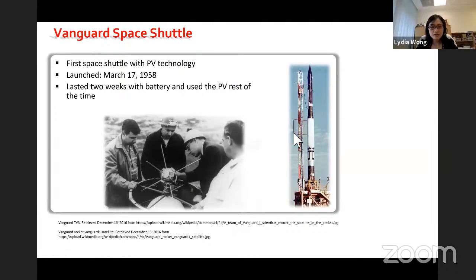So this is the Vanguard space satellite, which used the first PV technology in 1958. It lasted 2 weeks on battery, and then used photovoltaics for the rest of the time. So this was a very good breakthrough at that time.